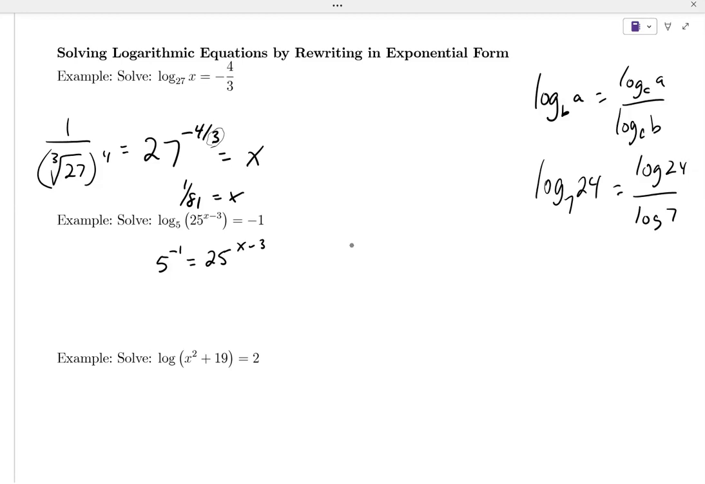That's exactly right. So the base is 5, the exponent's the -1, the output's the 25 with the x minus 3. Now this looks like an equation we just solved last time, doesn't it? We have an exponential equation. Our first try should be, can we rewrite both sides using the same base? Yeah, what base can we use? 5, because you can rewrite 25 as 5 squared, yep.